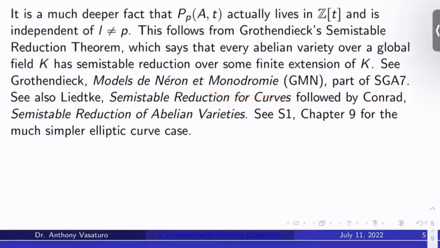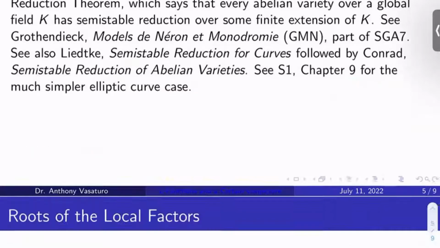Maybe more modern references, though, would be, I don't know how to say this, Liedtke, semi-stable reduction for curves, followed by Conrad's semi-stable reduction of abelian varieties. I think these are great references. Okay, you can also see like Silverman 1 chapter 9 for the much simpler elliptic curve case.